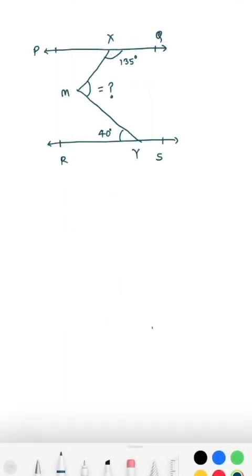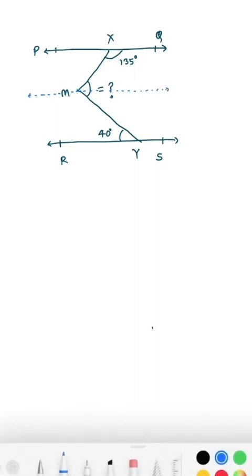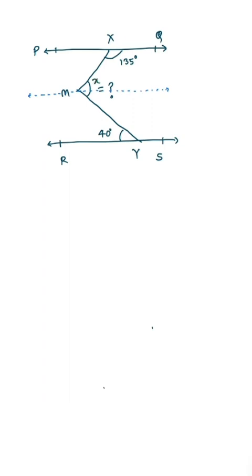In the given figure, we have to find the value of angle XMY. We have two parallel lines here, that is PQ and RS. In order to find this angle, let's construct one more line that is parallel to both PQ and RS. Let's say this angle is X and this angle is Y.